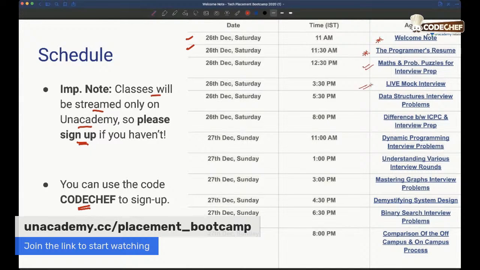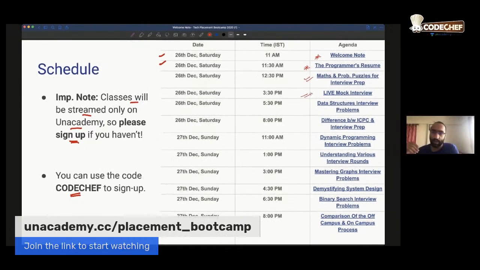Then we have a session on live mock interview. In this session, we aim to show how an actual interview is conducted. There'll be two educators, one will be taking an interview and the other will be giving an interview, and we will show you the common mistakes that students make during an interview, or the things that an interviewer is looking out for when conducting an interview. I think it should be a very interesting session, and people who are preparing for interviews would have a lot to learn from it.